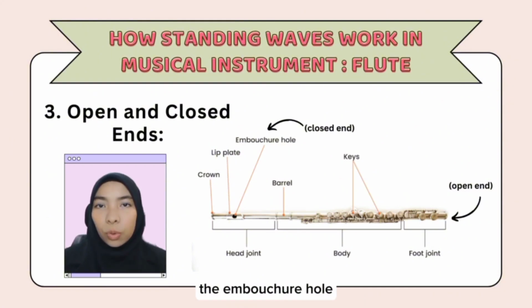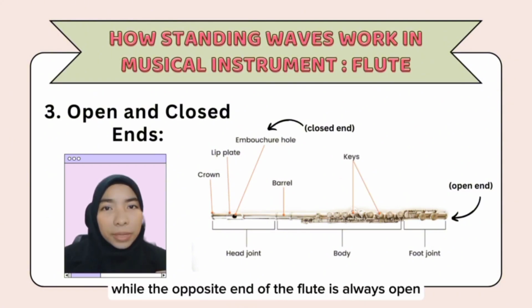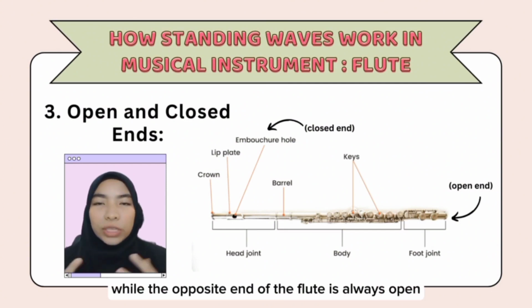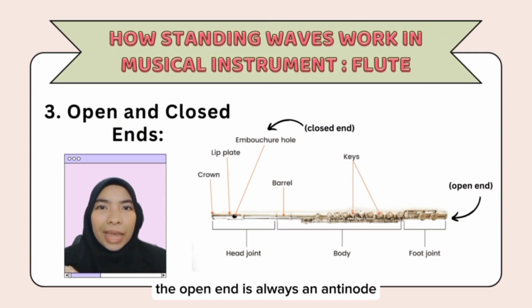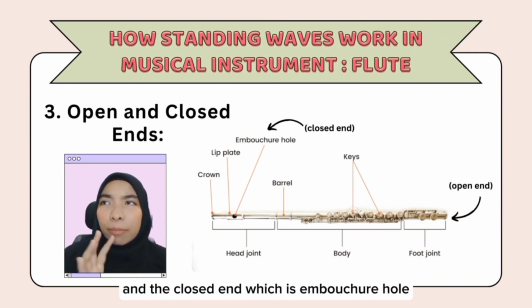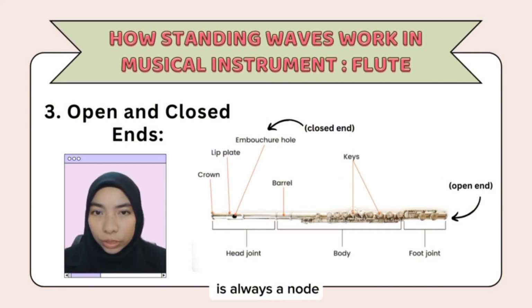The aperture hole where we blow air acts like a closed end, while the opposite end of the flute is always open. For an open pipe like a flute, the open end is always an antinode, and the closed end, which is the aperture hole, is always a node.